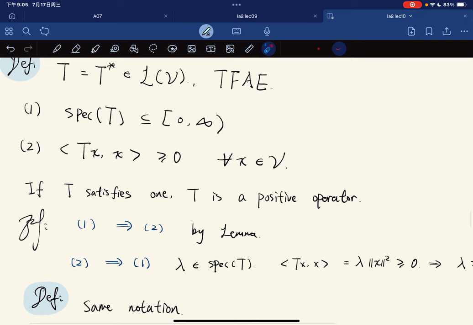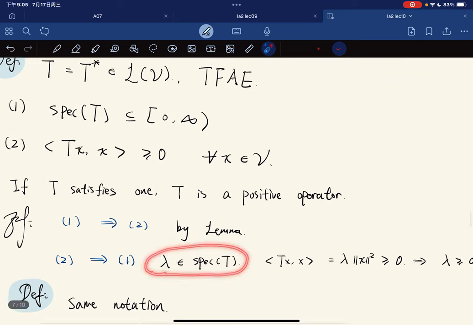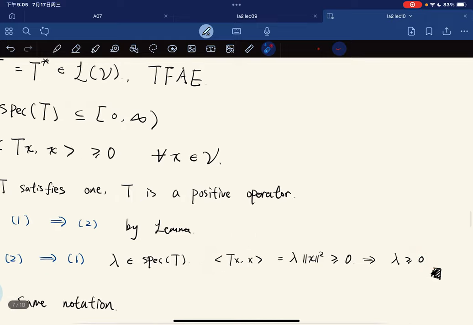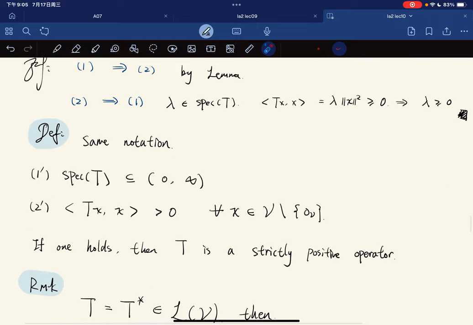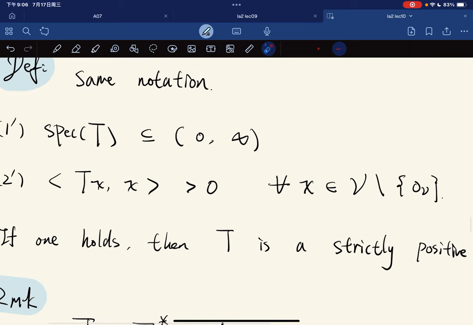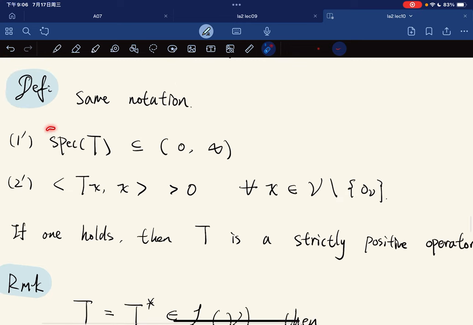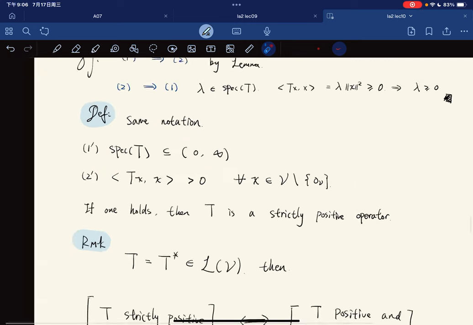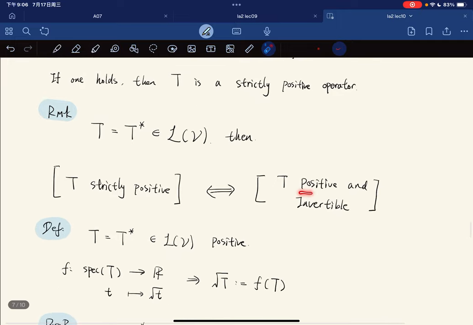And for the converse, if gamma is in the spectrum of T, we want to show gamma is non-negative, but we did this before, right? So with the same notation, if we require this is strictly positive for non-zero vectors, we say T is a strictly positive operator, and the spectrum should be all positive. And from here, you can see that positive operators are invertible, right? Yeah, this is positive invertible, correct.